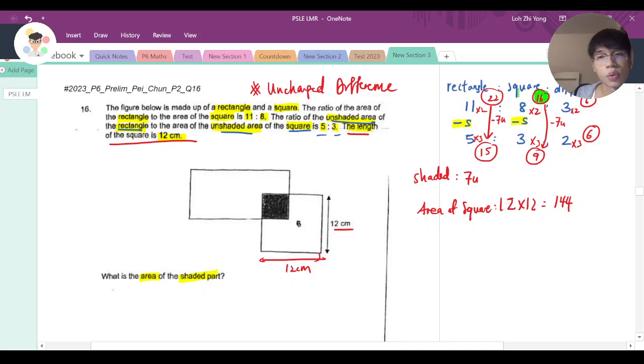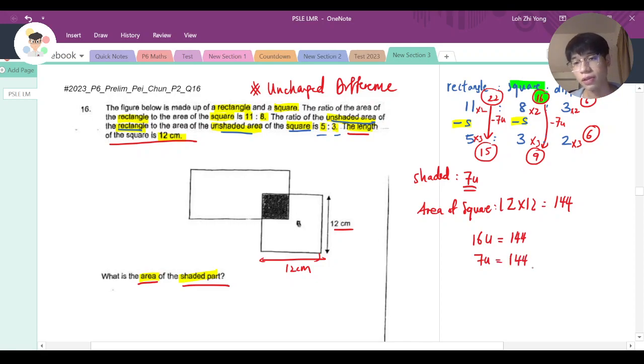Teacher, can we use the old one? No, no, no, no. Don't use the old one. Use the new one. So now I know what? Now I know 16 units is equal to 144. And now we're looking for area of the shaded part, which is how many units? 7 units. If 16 units is 144, what is 7 units? What we need to do is just use 144 divided by 16 and times 7. So 144 divided by 16 times 7, that is 63 cm squared.